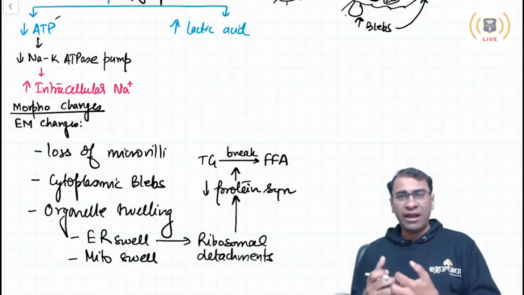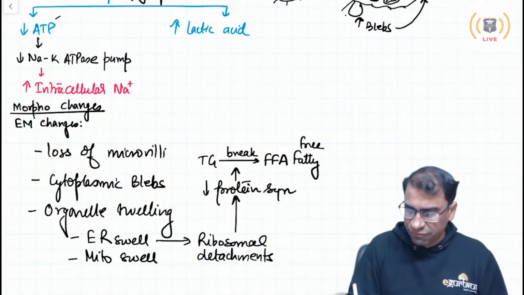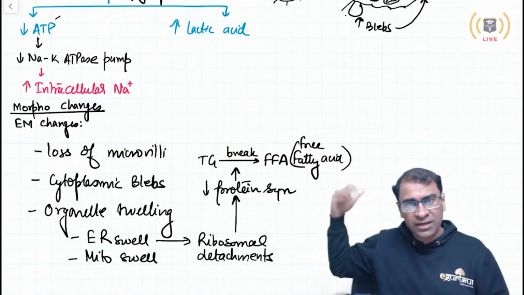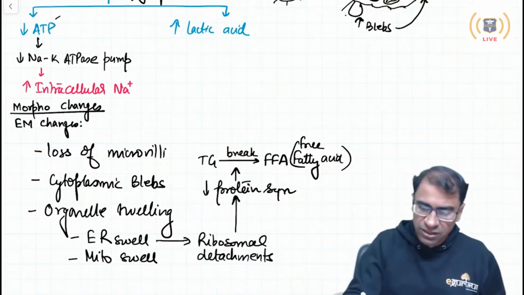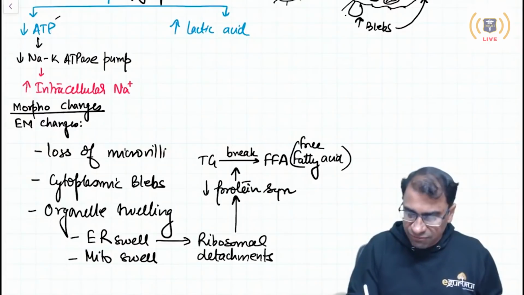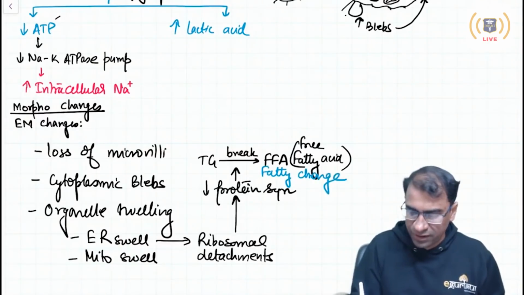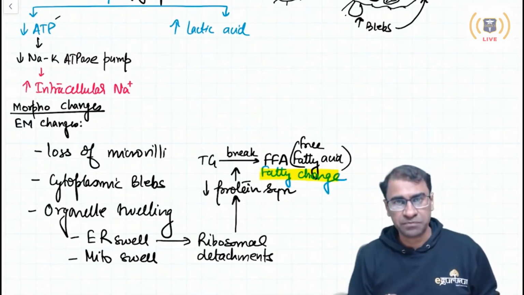Now, FFA means free fatty acids. These free fatty acids will now accumulate in a cell. When the free fatty acids accumulate in a cell, it is called fatty change. This is a very, very important biochemical finding you see in a cell, fatty change.